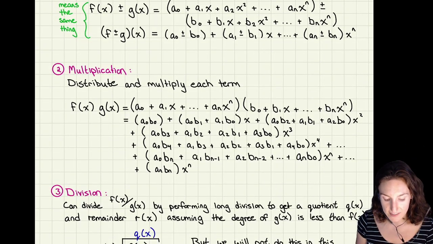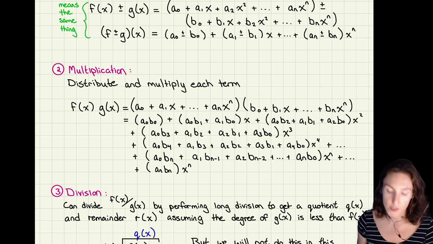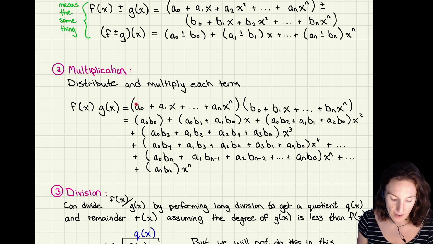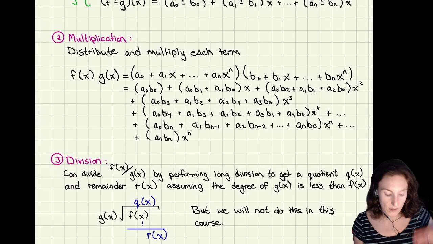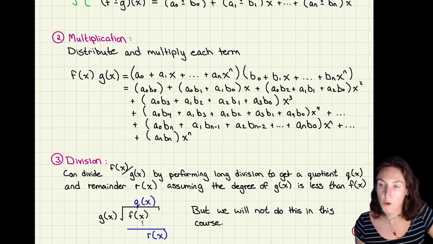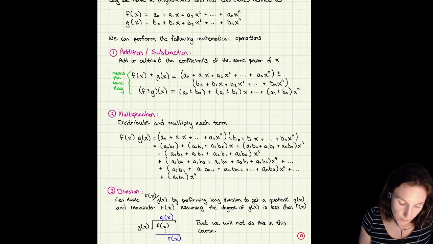For multiplication, I did this in general. Don't worry, you do not have to memorize this, but it's to show you that you have to distribute and multiply out each term. So this a naught, I'm going to have to distribute it to b naught, and then this term, and then the squared term, and then every term up until the nth term. And then I'm going to move over to this one and do it again. Distribute to the b naught, and then the b1x, the b2x squared, and so on. And this is what dividing polynomials looks like, but again, we're not going to focus on that in this class, but it is possible.